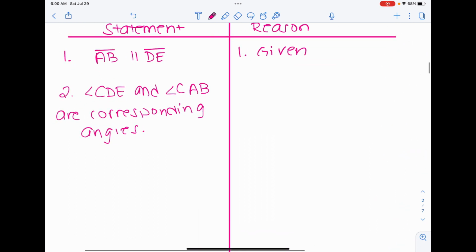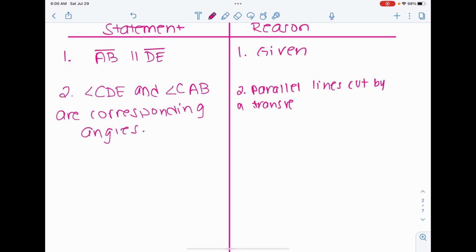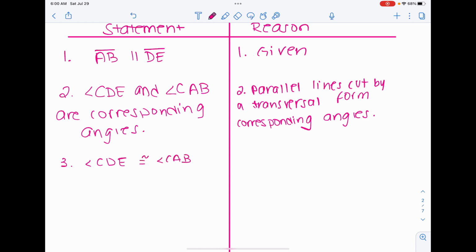My reason for that is going to be that parallel lines, right? We knew we have parallel lines from the givens, cut by a transversal, form corresponding angles. But our goal is to show angles are congruent, so I'm going to add an additional line here and say those two angles, CDE and CAB, are congruent, and that's because corresponding angles are congruent.